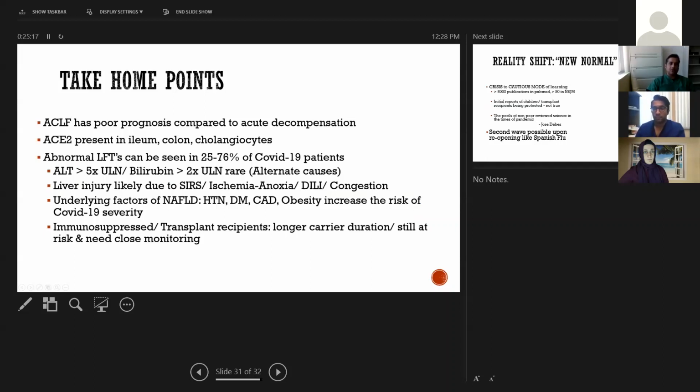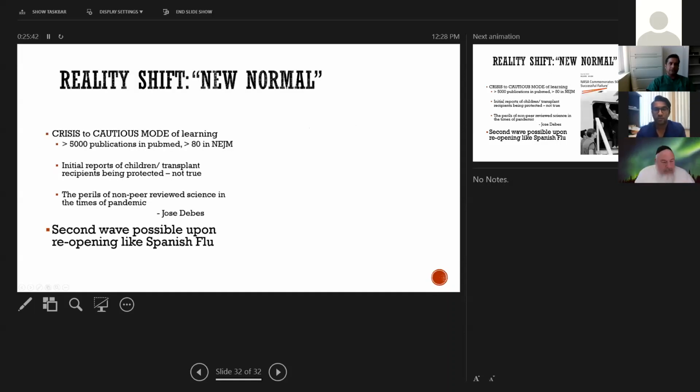We know that underlying risk factors for NAFLD, like hypertension, diabetes, coronary artery disease, and obesity, increase the risk of COVID-19 severity, but what we don't know is whether fatty liver itself is a risk factor for COVID severity. Immunosuppressed and transplant recipients can carry the disease for a longer term. They're still at risk and they need to be closely monitored. So this is my last slide. So really, we have a huge reality shift and we are now in a new normal state.